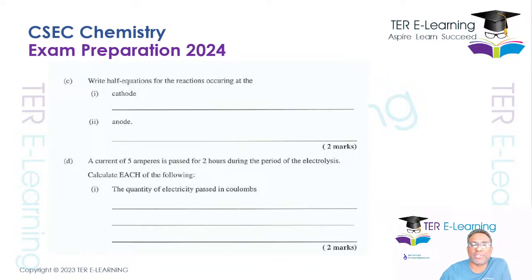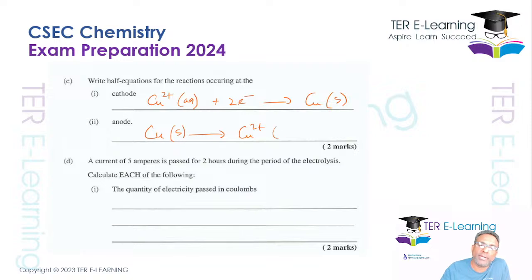Write half equations to show what's happening. Let's start with the cathode. Cu2+ aqueous, we add 2 electrons, and then you get Cu solid. This is what's happening at the cathode: Cu2+ is being deposited. At the anode, copper solid turns into Cu2+ aqueous plus 2 electrons. That's the equation for what's happening at the anode.